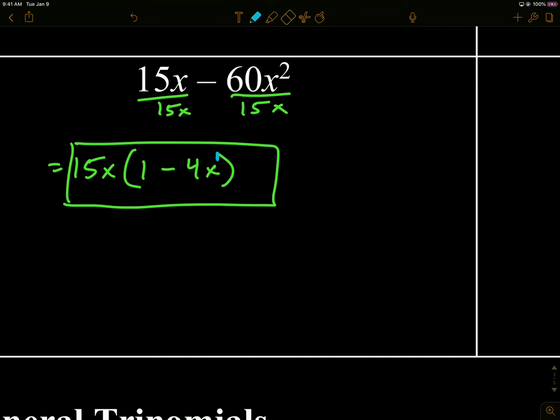Notice that I didn't switch the order, so if you did switch the order and called it that, then the answer you would have gotten would have been negative 15x times 4x minus 1.